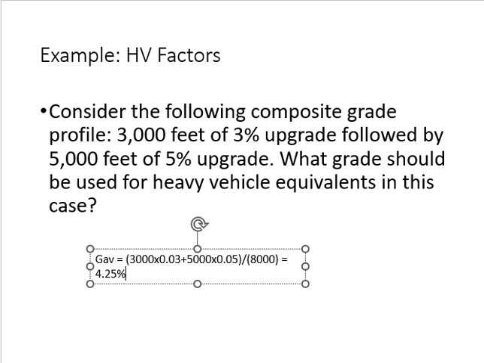Now let's say I have to decide about the terrain for this gradient. My length is 8,000 feet and the average gradient is now 4.25%. 8,000 feet is how much in miles? This is the conversion. How much is it in miles? 1.5. So gradient is 4.25%, length is 1.5 miles.